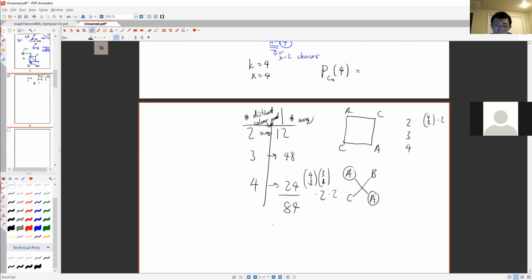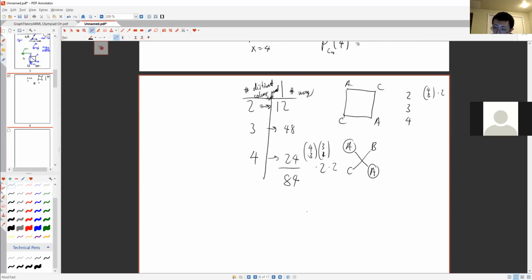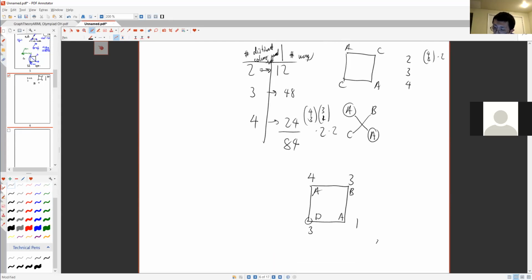So maybe let's check by doing it the other way, right? If we go around the cycle, there's 4 ways there, 3 ways there. Let's say the colors are A and B so far, right? Then case 1 is where the third vertex is also A. Then there's 1 way. And then there's 3 ways for vertex D, because the first and third vertices have the same color. So 4 times 3 times 1 times 3.